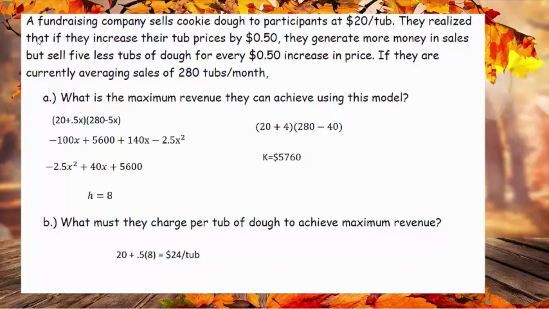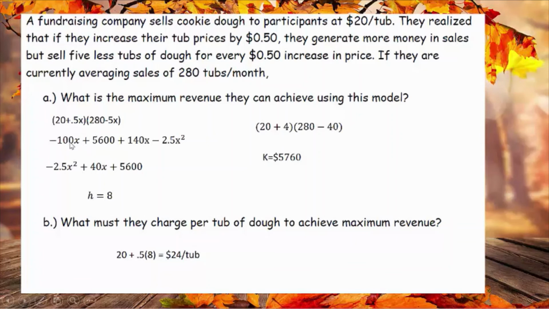Okay, so we have a fundraising company. They're selling cookie dough. Looks like they're actually going to increase their prices and try to gamble on selling 5 fewer tubs of dough every time they do that. So you can go ahead and check if you're set up with mine. So here's showing the price increase, 50 cents per tub, but we're losing 5 tubs every time we do that.